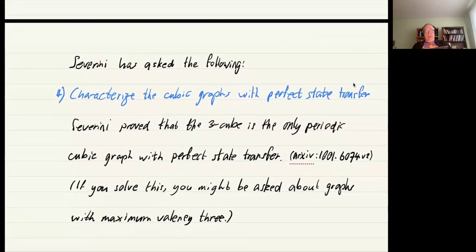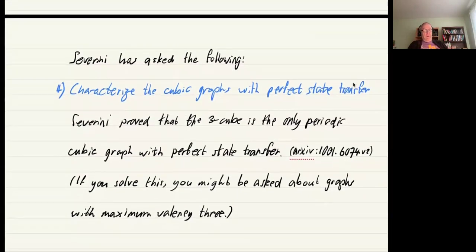Now, this is one question which is getting close to a reasonable question for a thesis. Simone Severini asked the following: to characterize the cubic graphs with perfect state transfer. Cubic graphs are interesting because if you're going to use a network, you'd like it to be sparse, and cubic graphs would be amongst those. Severini proved that the 3-cube is the only periodic cubic graph with perfect state transfer.